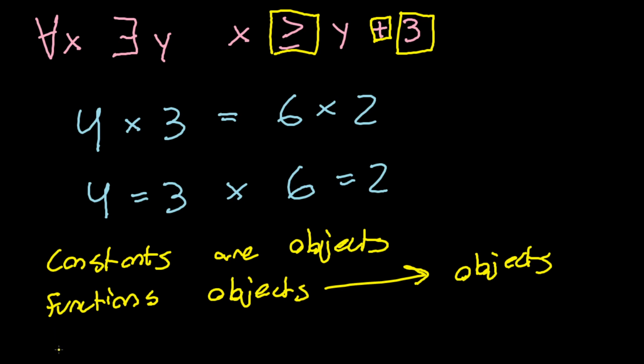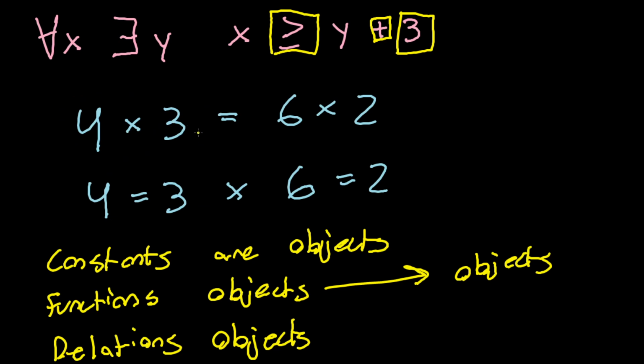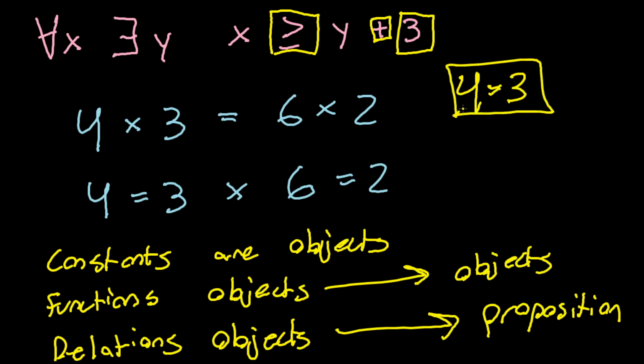And finally, relations, of course, also take objects, right? Just like 4 equals 3 and 4 times 3 look very similar. They take objects with themselves. However, what they produce is not an object, but a proposition. 4 equals 3 is a proposition, much like P was for us before. And of course, we'll have all the logical connectives to do the same work with a proposition like 4 equals 3 as we have done in the past.